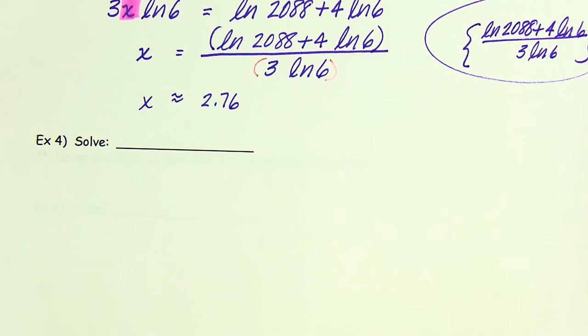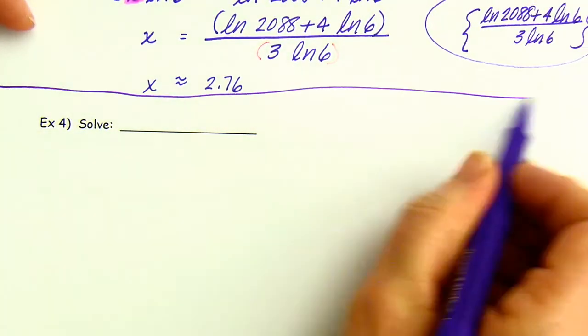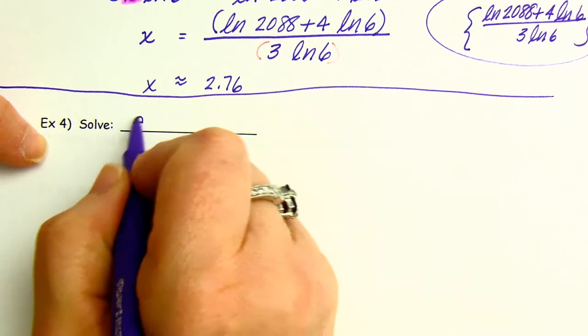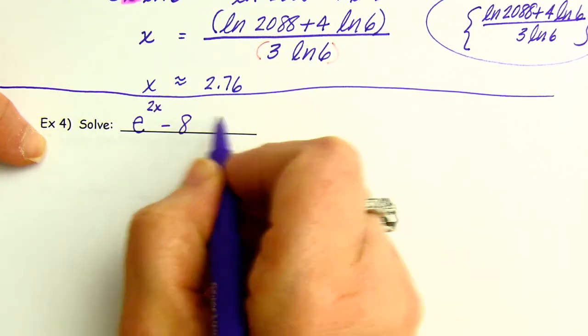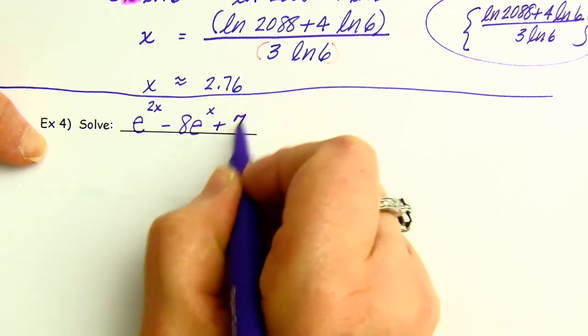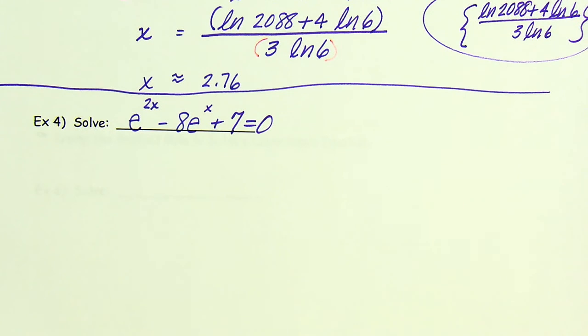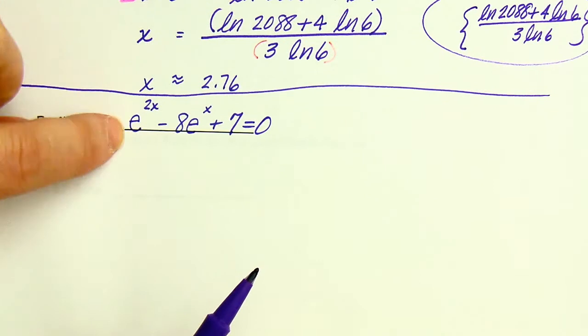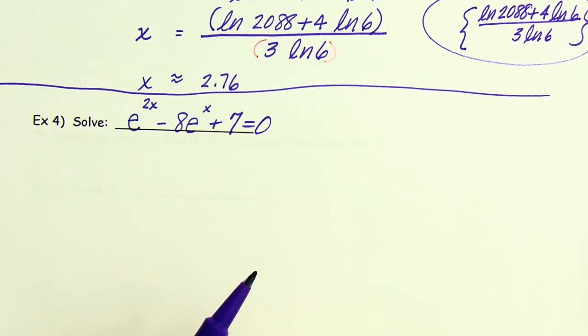Solve. These are fun ones. All right, I've got e to the 2x power, subtract 8 times e to the x power, plus 7 equals 0. It's a trinomial. You have to factor the trinomial. Well, the leading coefficient is 1. It's quadratic in form, right? E squared.